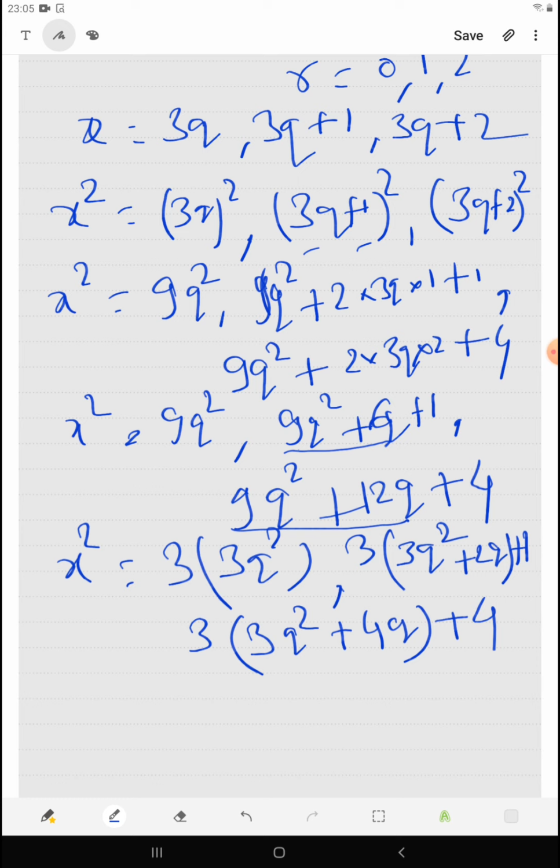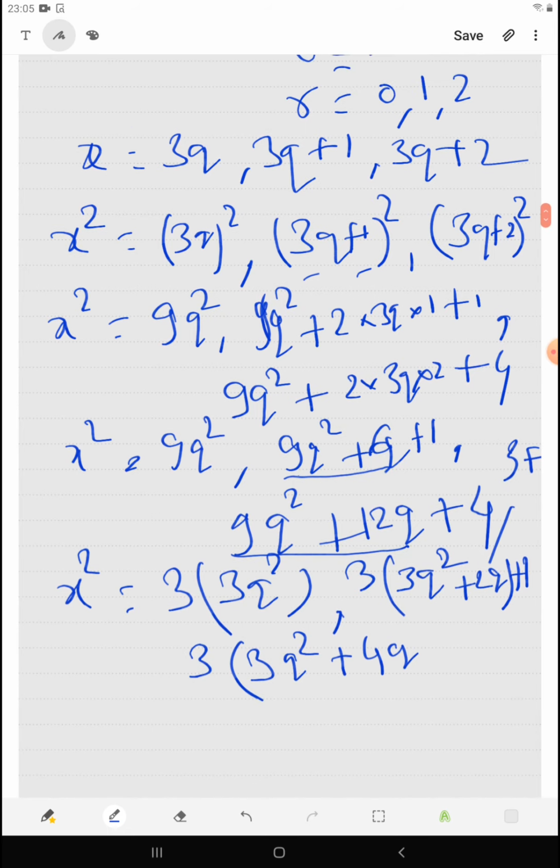Again this 4 is more than 3. So what I will do is, this 4 I can write as 3 plus 1. Correct? So from that 3 I will take 1 common, plus 1. So see this, 3 into 1 plus 1 is 4. So the remainder is less than 3. That is what my intention is.